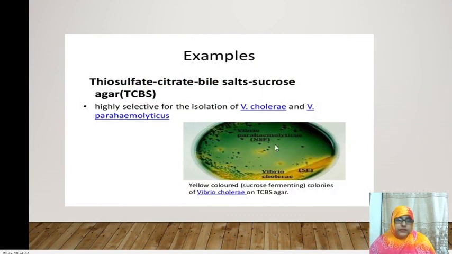Then thiosulfate citrate bile salt sucrose agar, TCBS, is highly selective for the isolation of Vibrio cholerae, highly specific for Vibrio cholerae and Vibrio parahaemolyticus. These two species are specifically identified by this method. Using this media, we can selectively isolate these species. You can see here the color change: this yellow color and the other one green color.